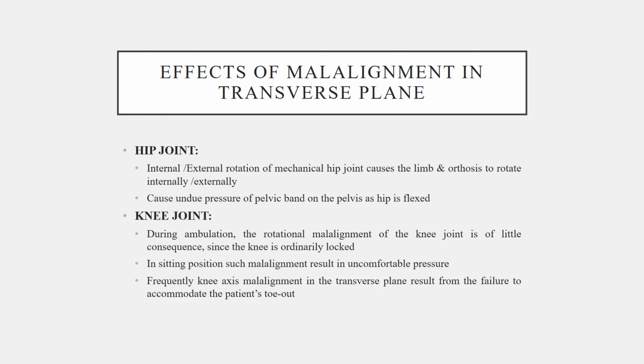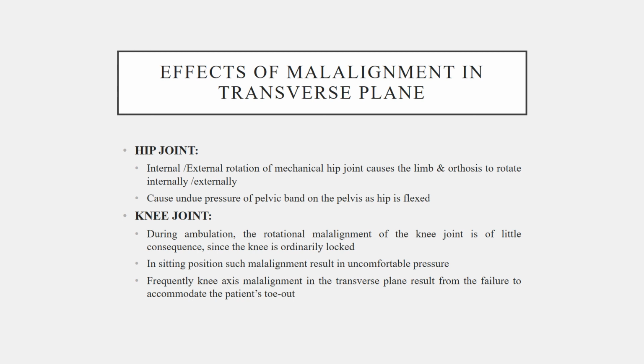Effects of malalignment in transverse plane. Hip joint. Internal or external rotation of the mechanical hip joint causes the limb or orthosis to rotate internally or externally. It causes undue pressure of the pelvic band on the pelvis as the hip is flexed. The second joint is the knee joint.